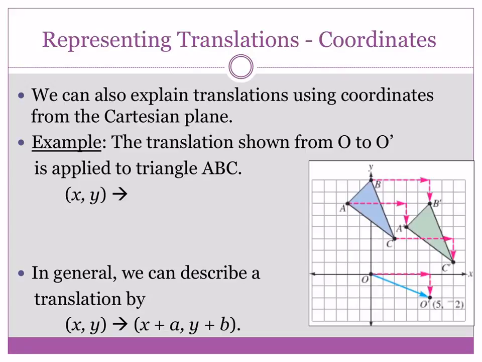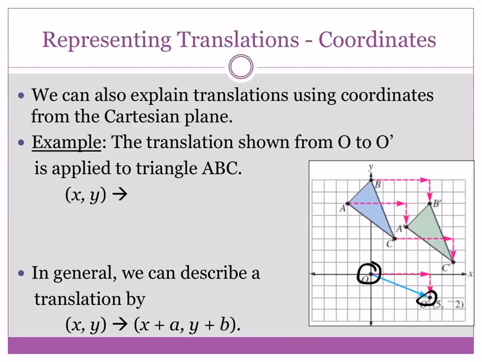O to O prime. So let's just use the words we described a minute ago. How would we move that? Over 5, down 2. Okay, and by over you mean right, yes? So we would move right 5.